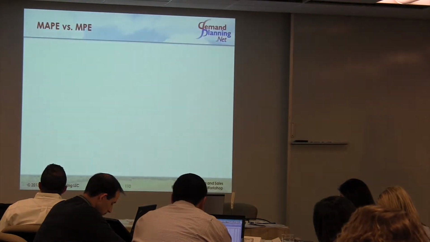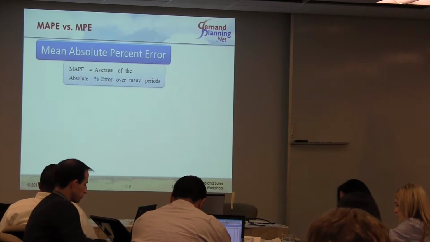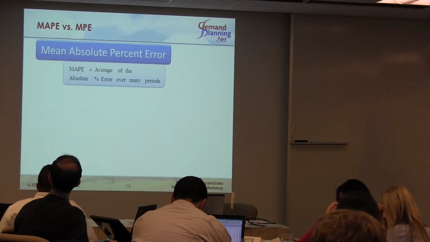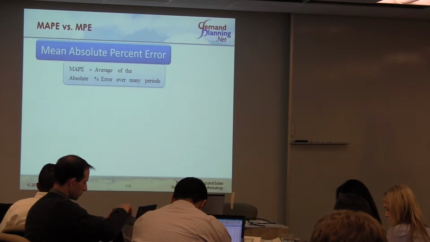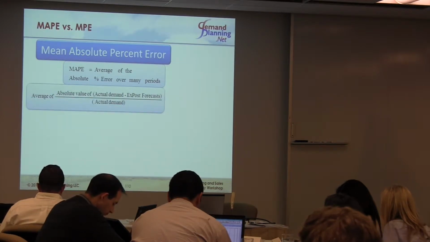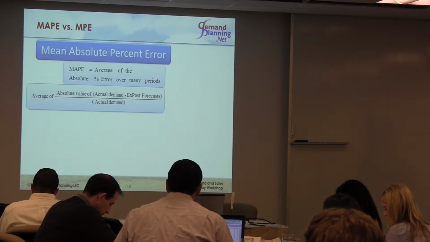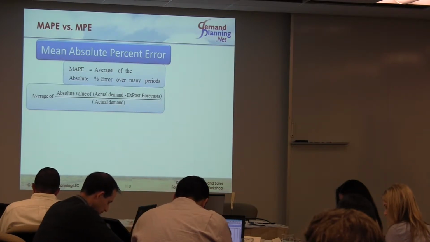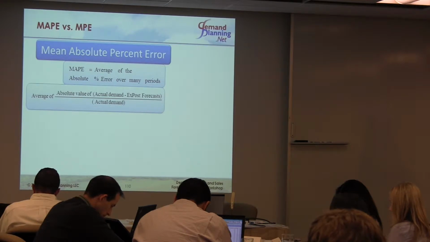Okay? And then you have MAPE, which we all know. But from a model diagnostic perspective, the MAPE is calculated as the average of the absolute percent errors over many periods. Okay? So you take the percent error for each period and take an average. Now this is different from the MAPE that we are used to. Right? So we'll explain the difference between the two shortly.